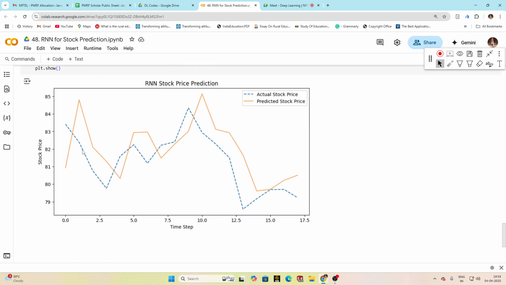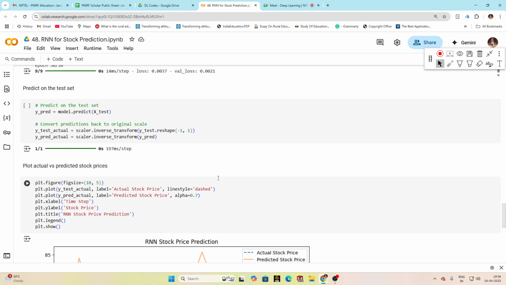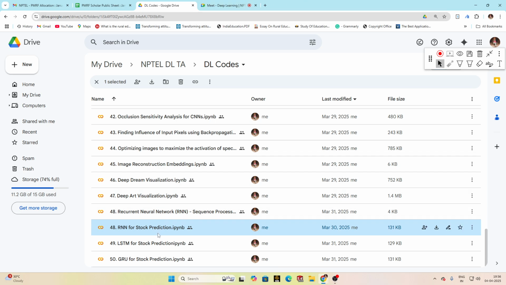It is not coming exactly, we have some errors, but you can see the patterns are very similar. There is some bias here and there, but the patterns are very similar. This dotted one is the actual, and this is the predicted. So that is how you can code an RNN. Similarly, you can see the code for LSTM and GRU also.